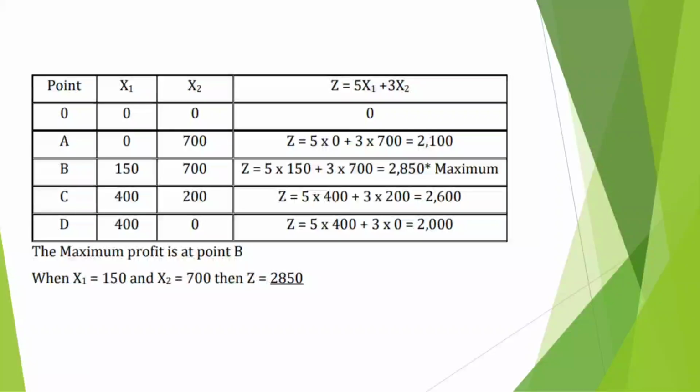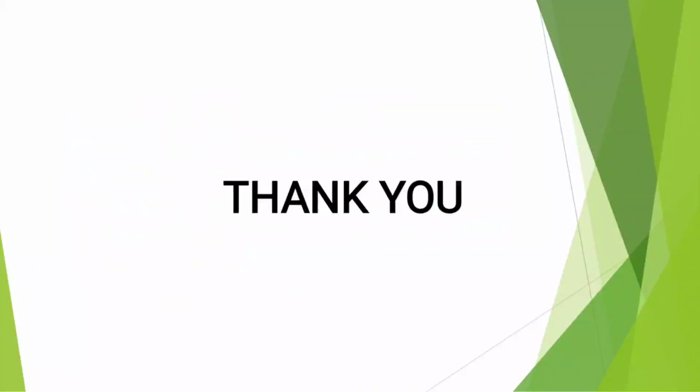Now, for all the corners of the feasible region, we find the z value. Since the problem is maximization, the maximum value among the corresponding points, that is z equal to 2850, is the maximum value, where the corresponding values are x1 equal to 150 and x2 equal to 700. Thus, the optimum solution has been obtained. Thank you.